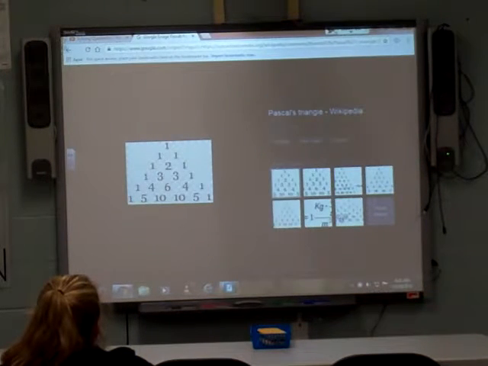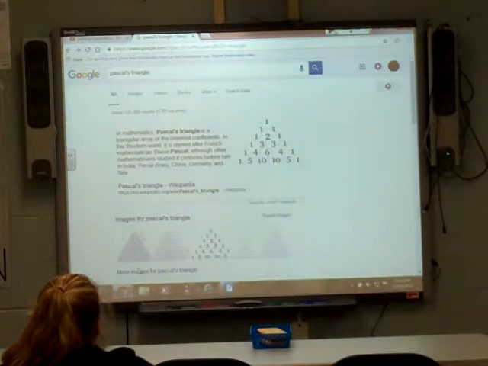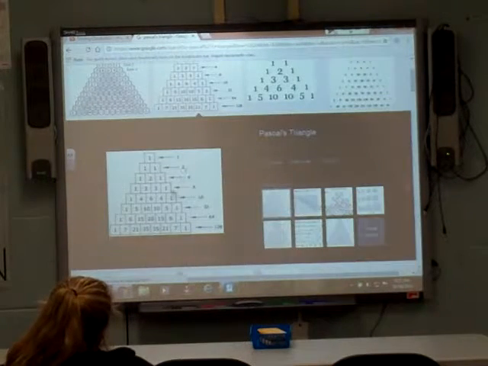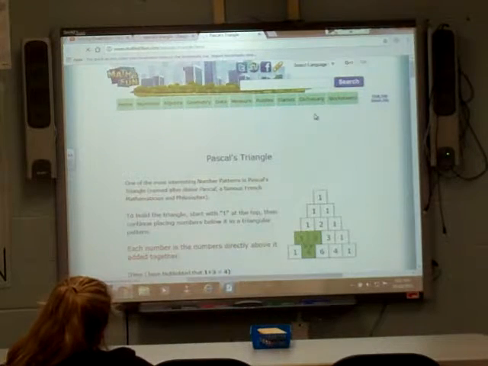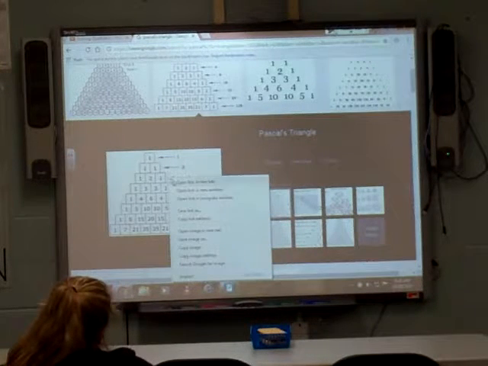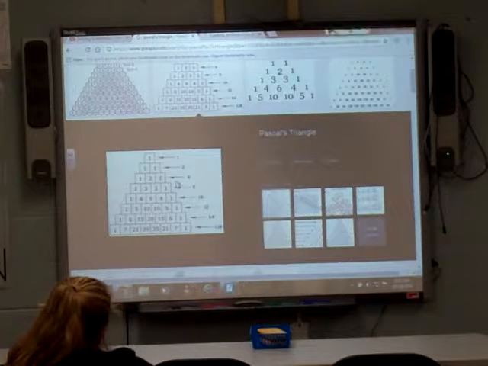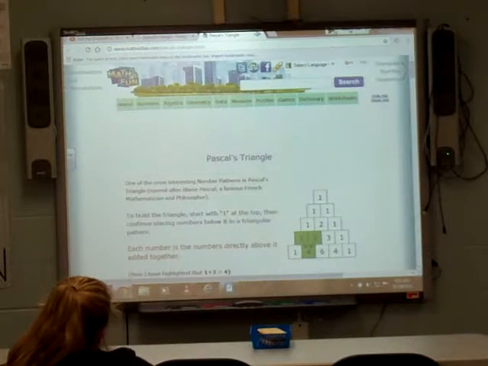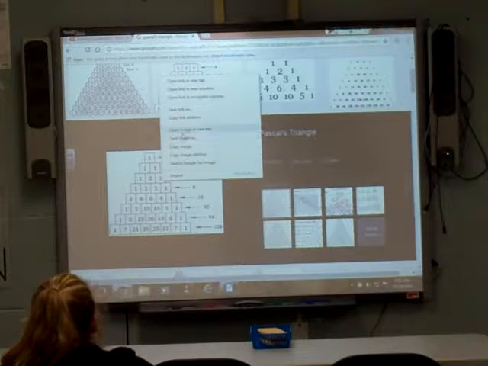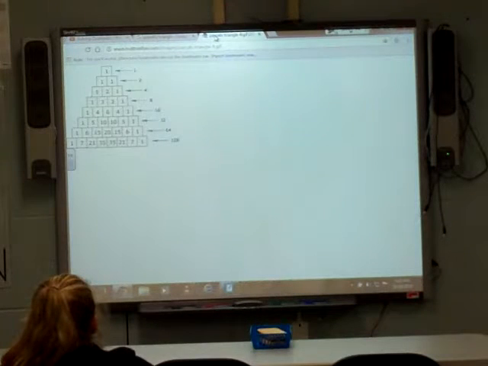Pascal's triangle. Try alt click, or right click on it. That'll get it moved in. Go back to the picture. You can probably right click on it and open a new tab. Do you see that somewhere? Open link in new tab. Open image. You need to open image. Yeah, right there. Go down. Right there. You can zoom in.